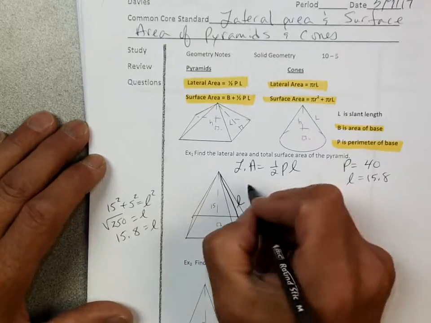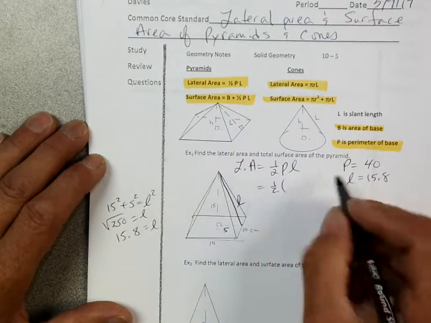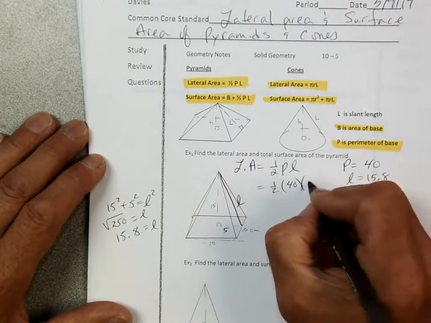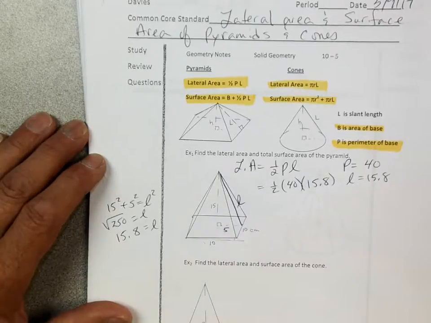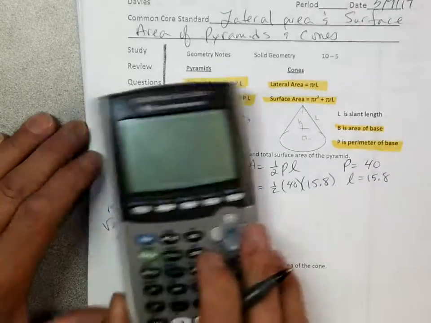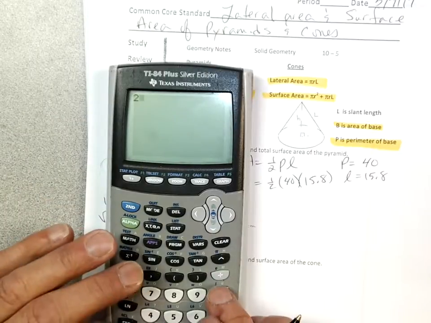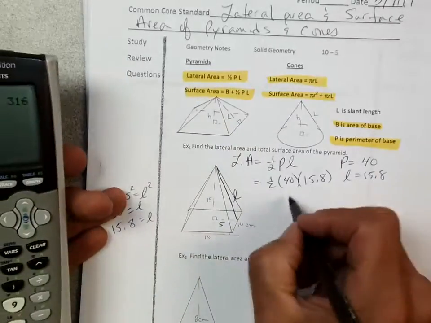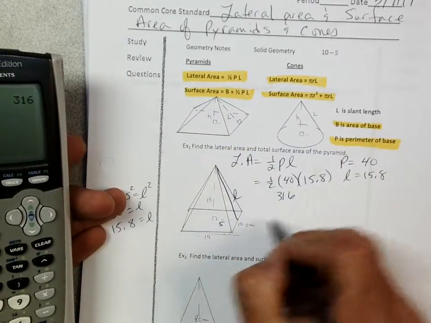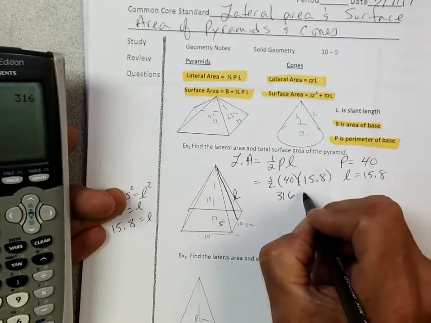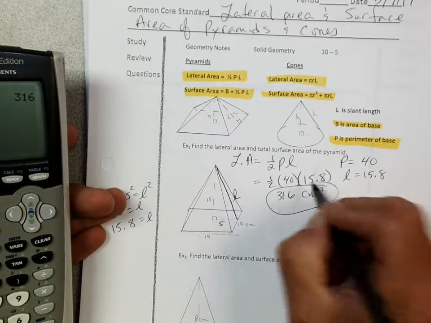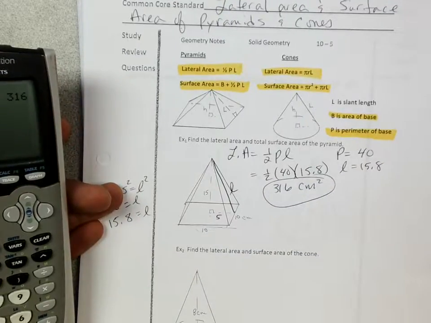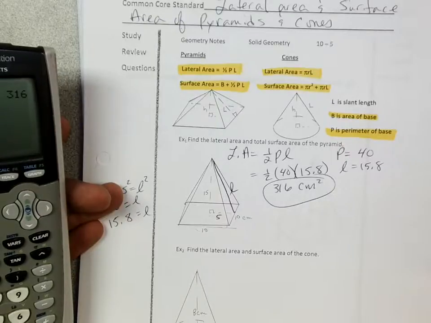Now I know L is 15.8, so I can do this formula. The lateral area equals 1/2 the perimeter of the base, which we found was 40, times the slant height, which we found was 15.8 from Pythagorean's theorem. On my calculator, 20 times 15.8, I got about 316, and that's in centimeters squared, because it's area. How am I doing? Did I go too fast? Thumbs up. I'm just using the formula. That's all I'm doing.